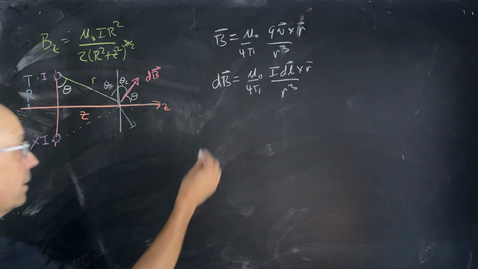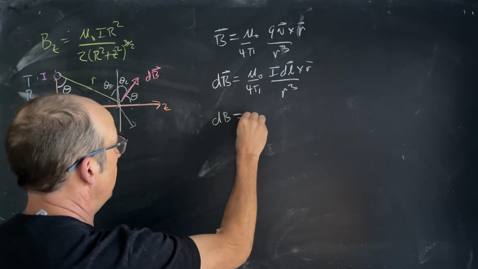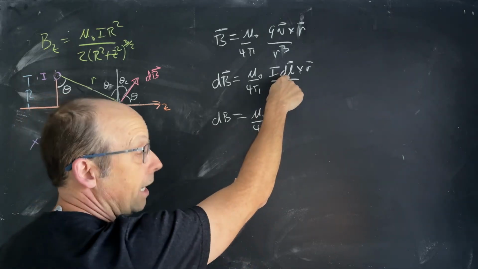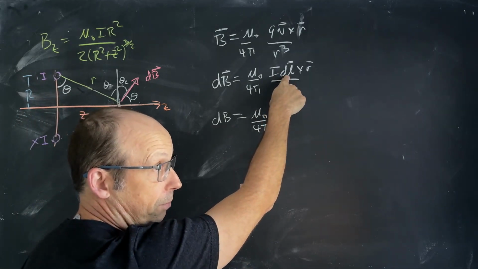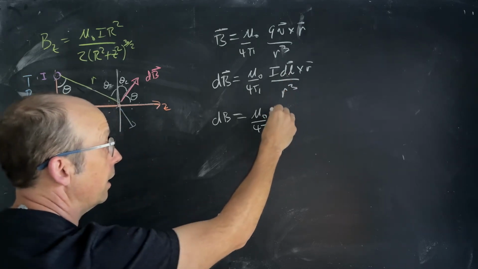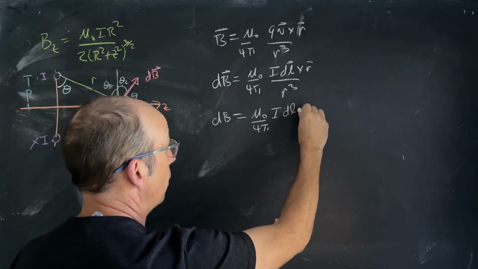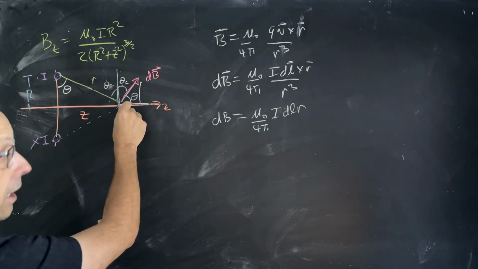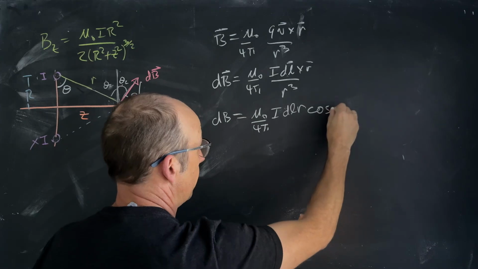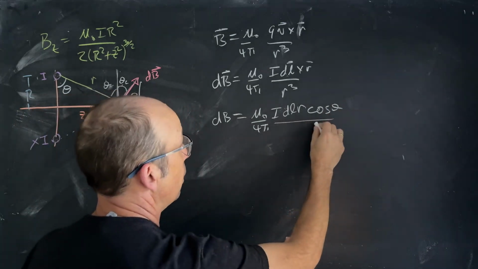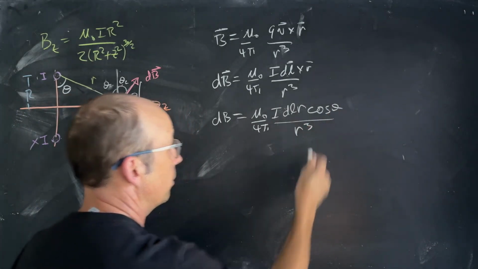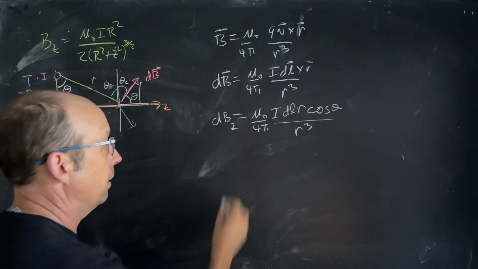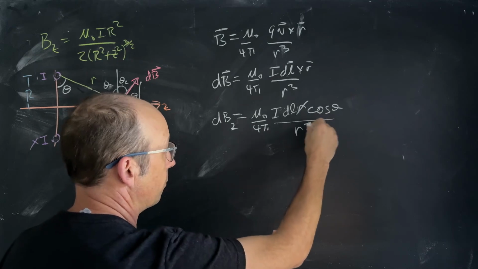So the end of the thing is to say dB is going to be equal to mu naught over 4 pi. dl is perpendicular to r, so that's the cross product, just dl times r. So I get I dl r. But now I have to include this component right here. So I want the cosine of that vector, cosine theta over r cubed. And that's dBz technically. And you'll notice right here, that cancels with that, and I get r squared.